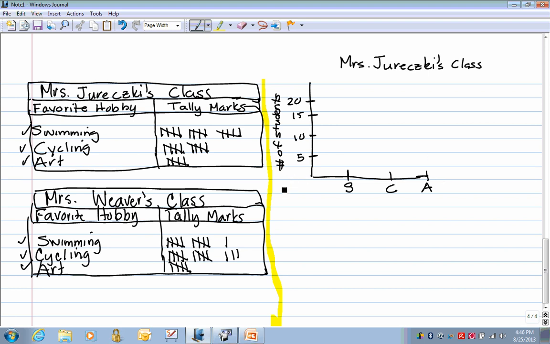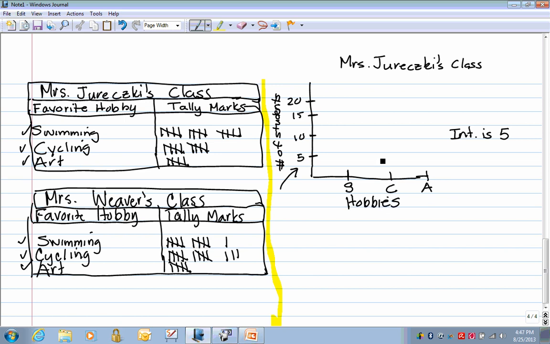Now, over here on the left, our scale, our interval for this scale is 5. I'll pause so you can draw your graph. Okay, before we move on, I also want to label the bottom as hobbies, because that's what these are.